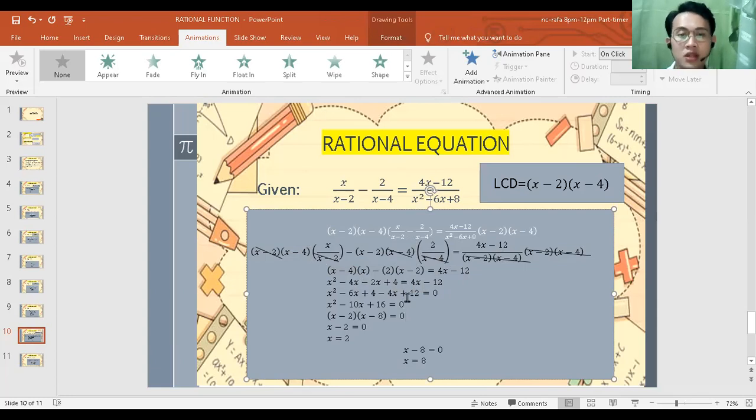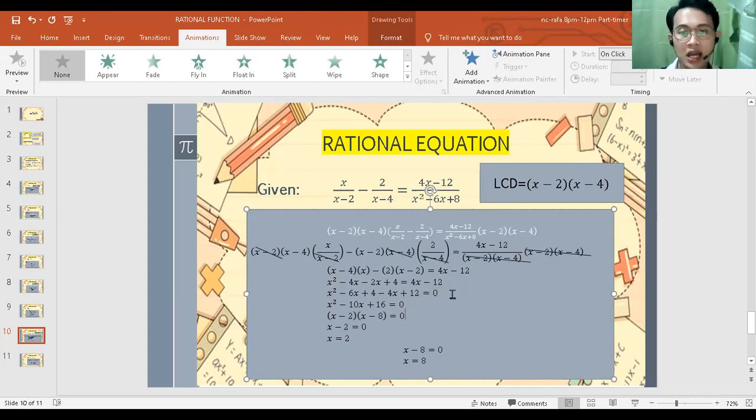After that, we multiply them through the distributive property. Let's start with this expression. x times x, we get x squared. Then negative 4 times x is negative 4x, and then negative 2 times x is negative 2x. Then negative 2 times negative 2 is positive 4. And for the right side, just copy 4x minus 12.